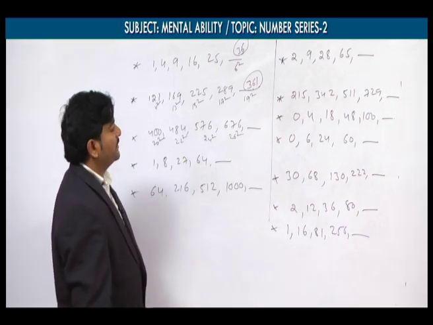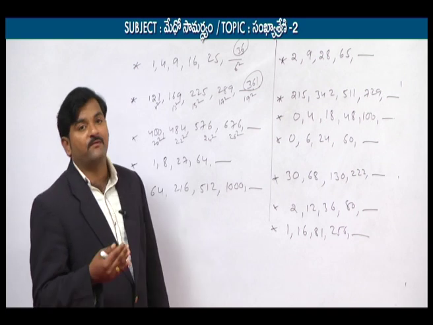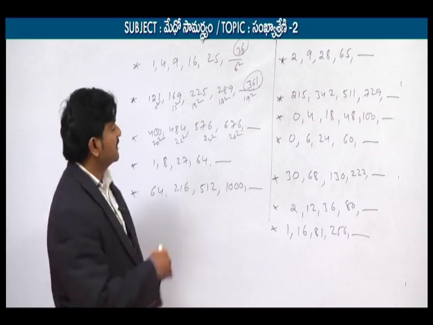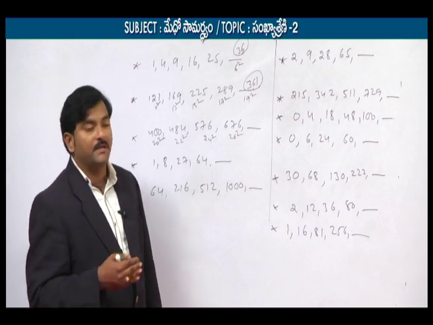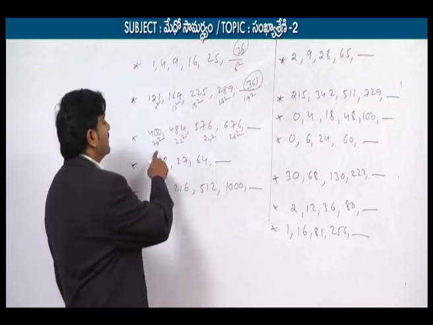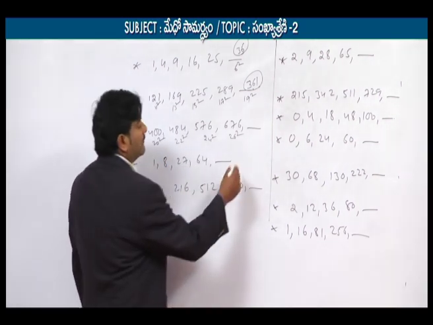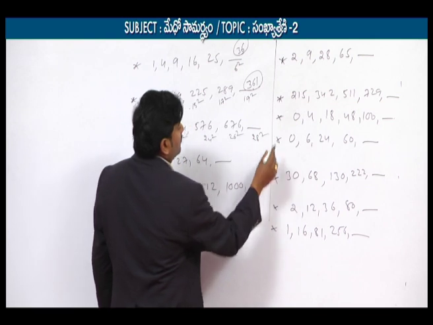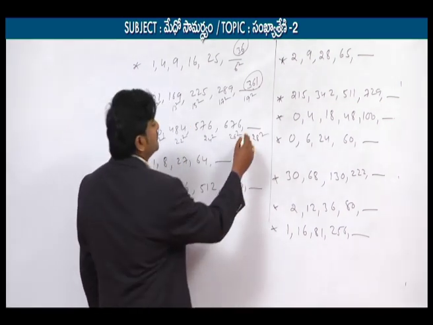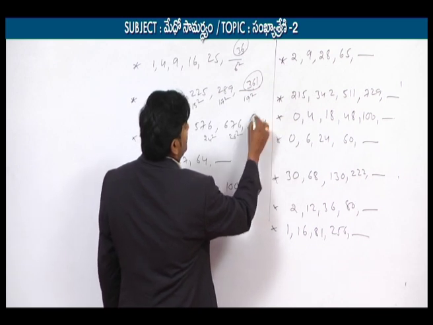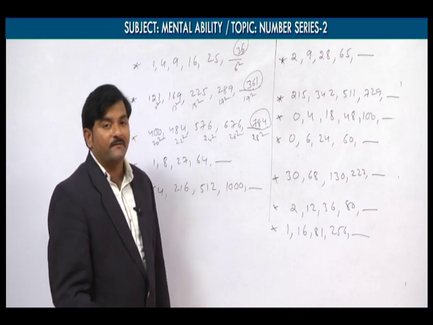Observe the previous example and this example. In the previous model we saw the squares of only odd numbers, whereas in this example we are seeing the squares of only even numbers. So after 20, 22, 24, 26, what will come here? 28. We have to find the square of 28. How much will you get here? 784.